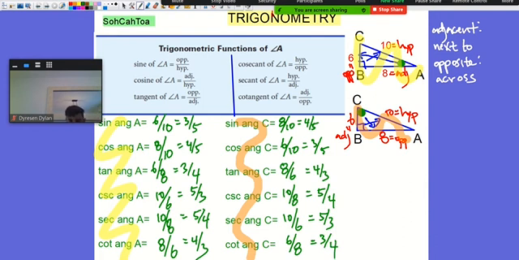And again, this is review that you did from IM2. I want you guys to do the following problems.